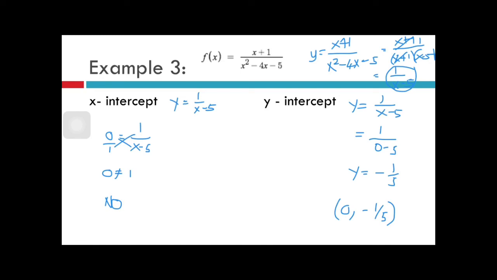I'd like to emphasize this one more time: if we're given a rational function that is factorable, please factor, and if we can reduce the function, do so before we find the x and y intercept, for us to have more appropriate answers.